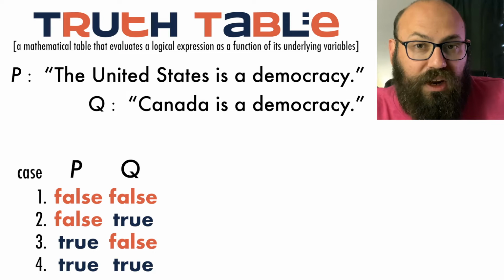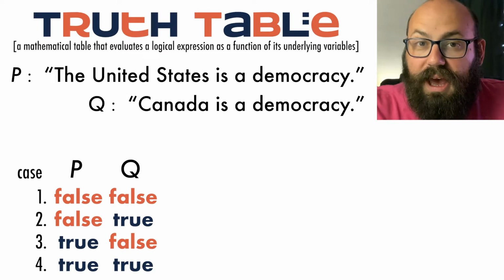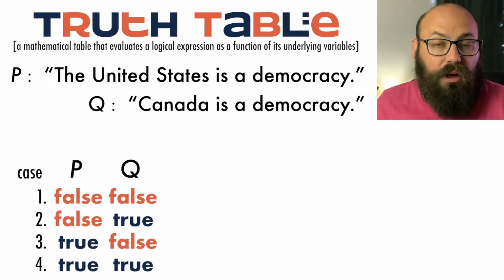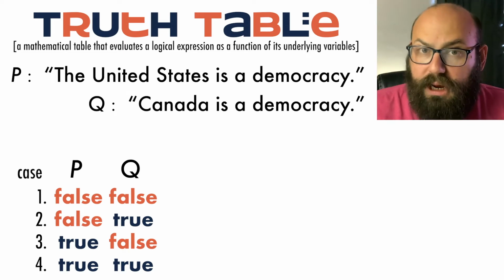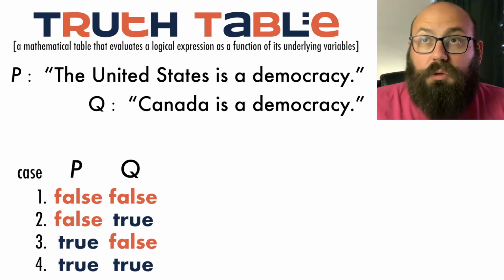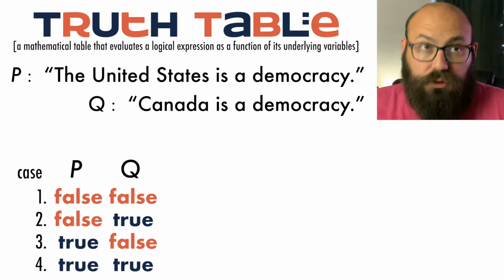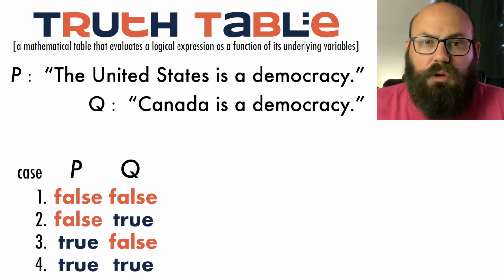So if there's n statements I want to combine, I'll have 2 to the n rows in my truth table. So three statements, P, Q, and R, would require 8 rows. P, Q, R, S would require 16, 32, 64, 128, and so on.